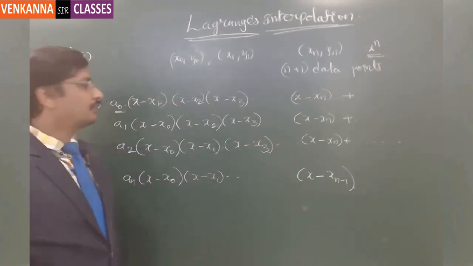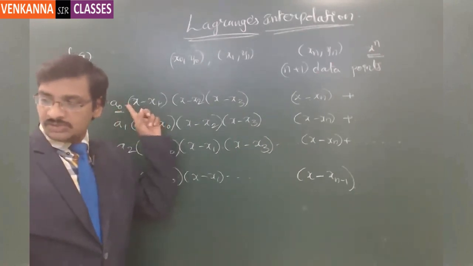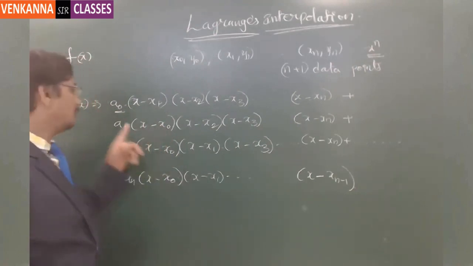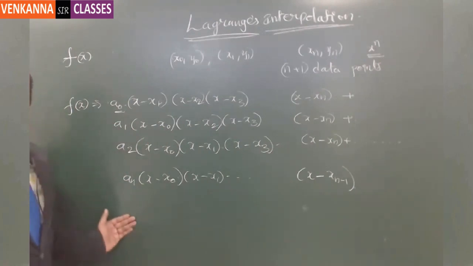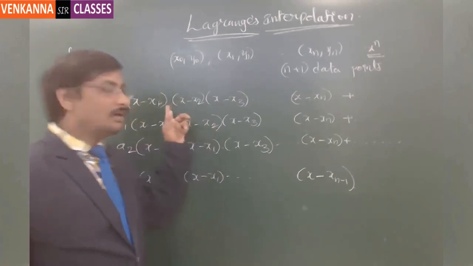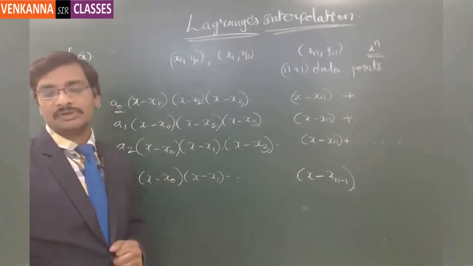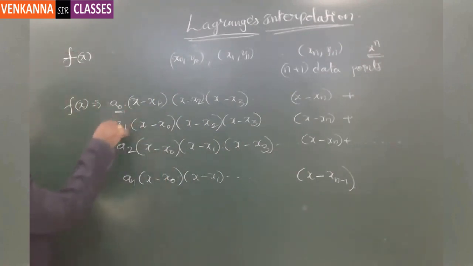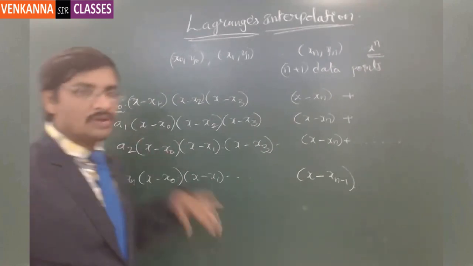Got it? Why? Because if we kept x minus x0 and x minus x1 in every term as well, then for finding these unknown values a0, a1, a2, up to an, there would be no standard method to find them. These are the unknown values we have to find for an equivalent polynomial connecting all these data points.